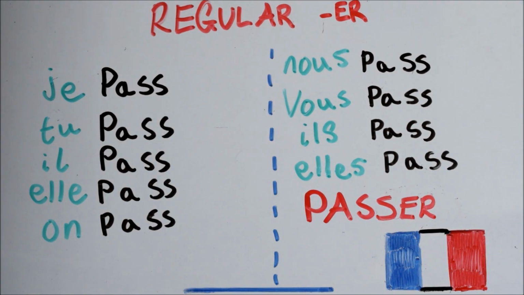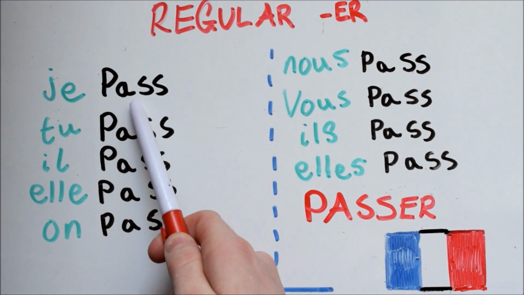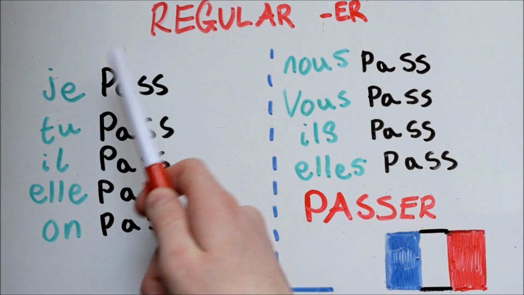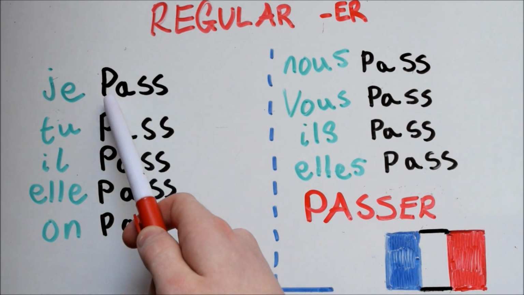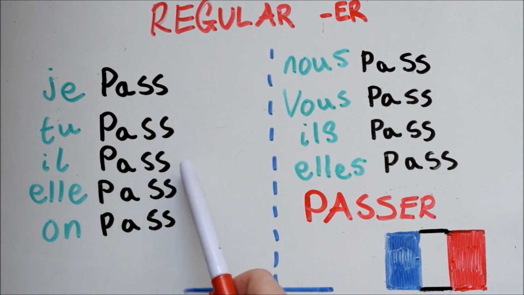Okay, so if we go along now, we have I, and we have the stem. This stem here comes from the infinitive. For all regular verbs, to get the stem, you take the infinitive, which is this word here, and you take off the ending, which is ER, because we're looking at ER verbs. That leaves us with a stem, PASS. This is used in all of the subject pronouns. Note that this is only for the regular verbs and doesn't always work for all the irregular verbs.